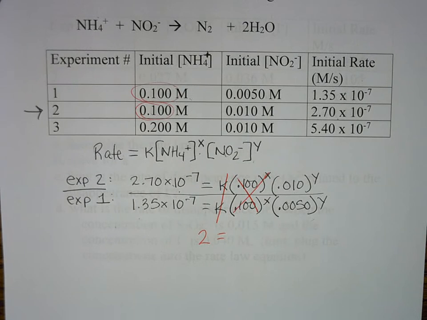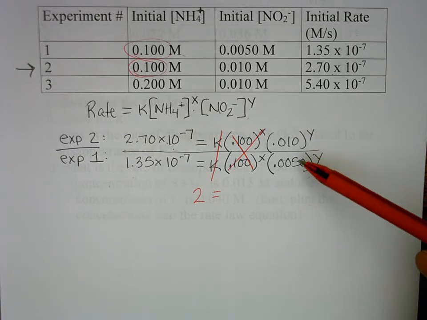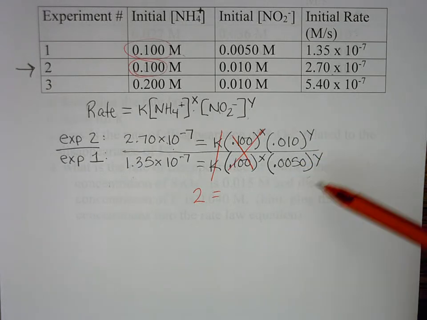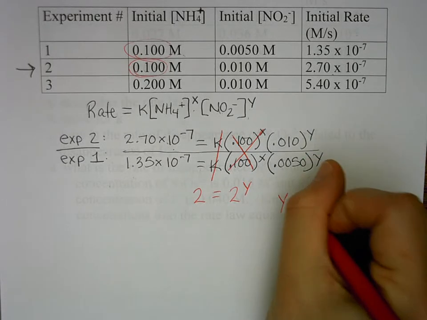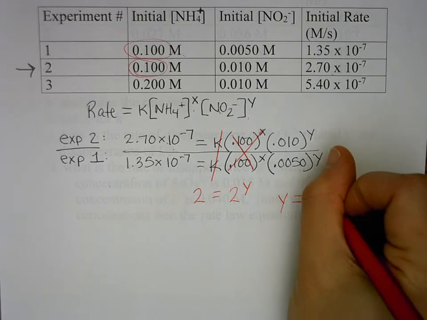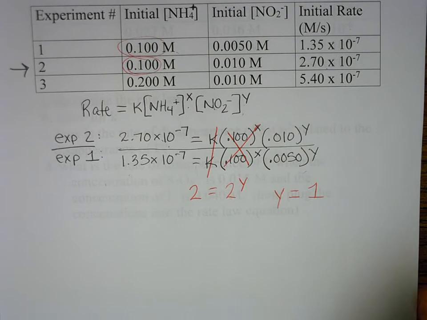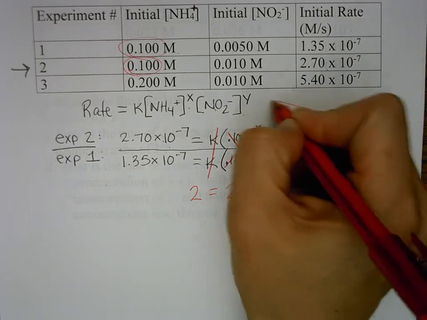So now what I can do is take my 0.01 and divide it by 0.005. What's that going to give me? 2. Okay, all of that to the Y. So you can solve for what Y is. Y equals what? 1, right? 2 to the first power is just 2. So I know that this exponent right here is going to be 1.